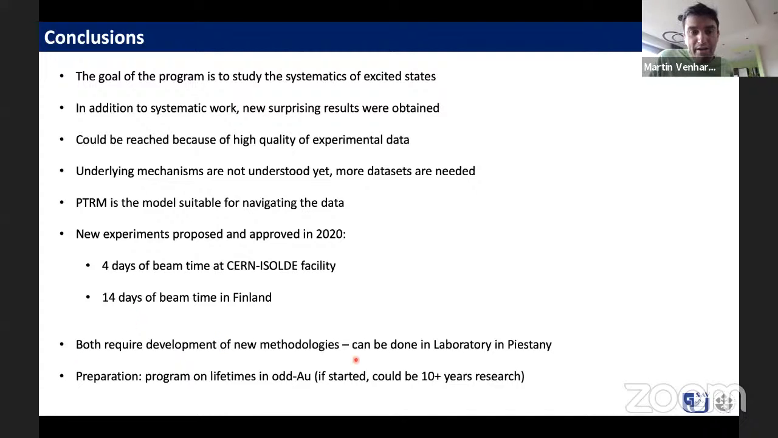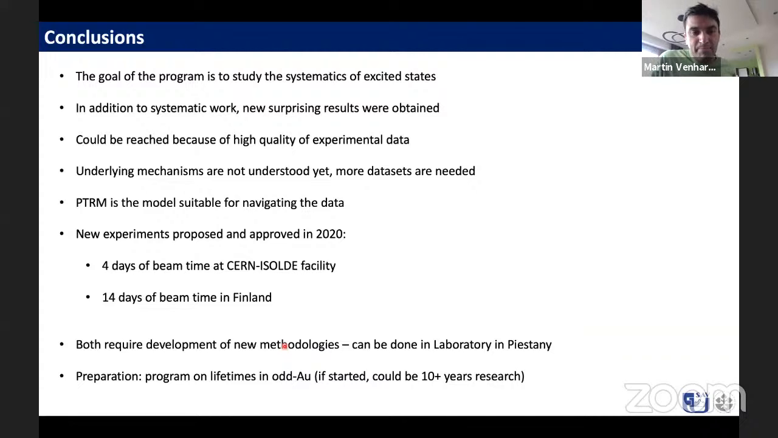And both require development of new methodologies, which can be done in the laboratory in Piestany, the same as we did for Isolde, where we are running with our own detector. So the standard detection system, which is used in Jyväskylä, cannot be used for this experiment. And if that works, we should be able to get at least 1 order of magnitude more data at the same time than with the existing setup.